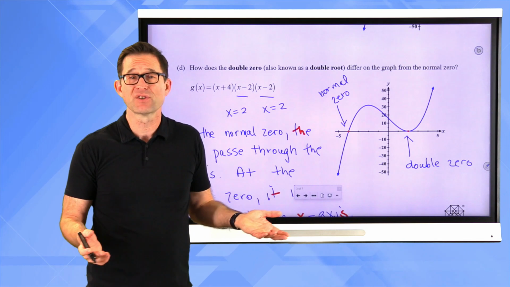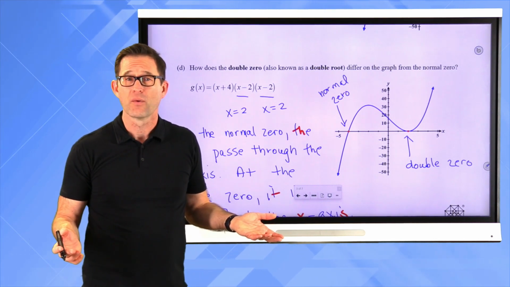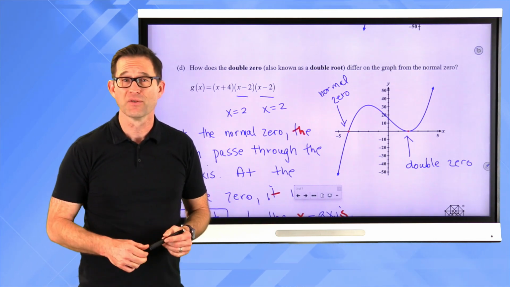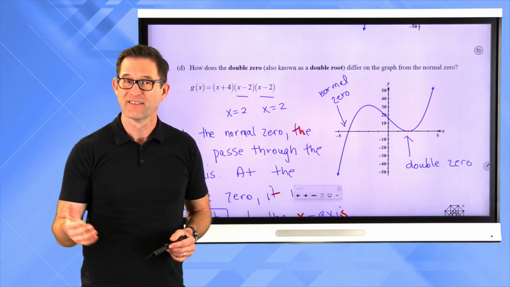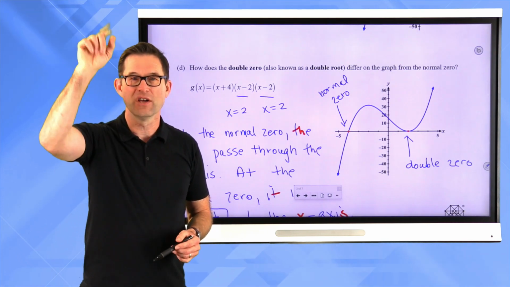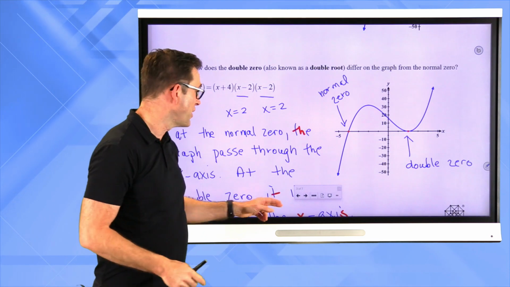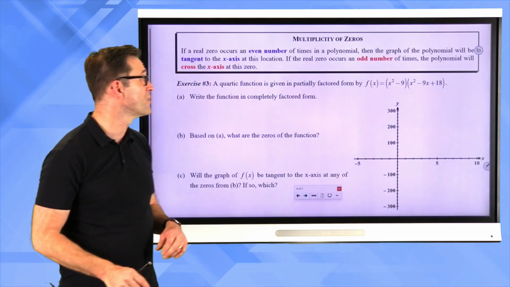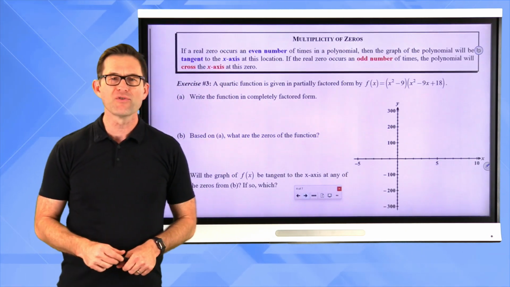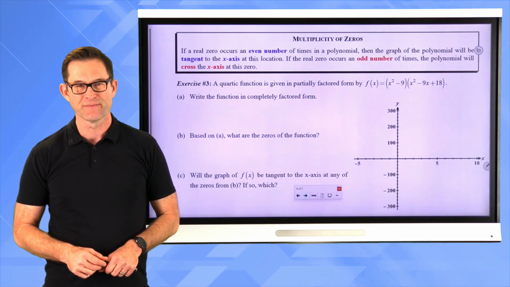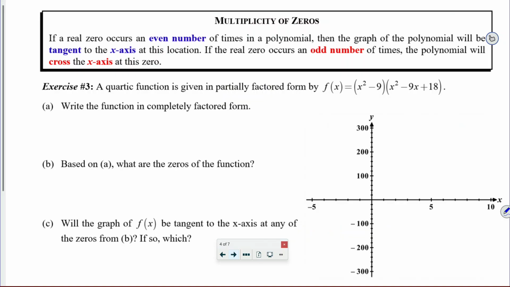It's also what happens to y equals x squared. Y equals x squared has a double zero at the origin. It comes down, hits the origin, and then goes back up. So it's not the first time that we've seen this. So let's talk about what's called the multiplicity of zeros. If a real zero occurs an even number of times, so it's not just double, if it happened 2 times, 4 times, 6 times, whatever.